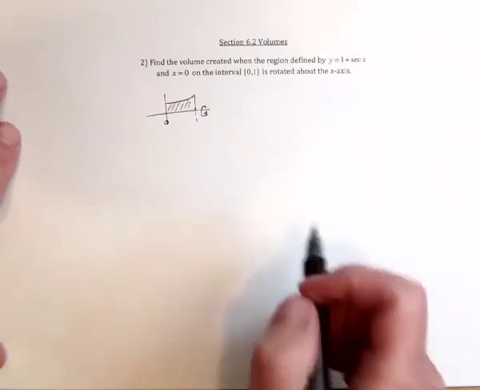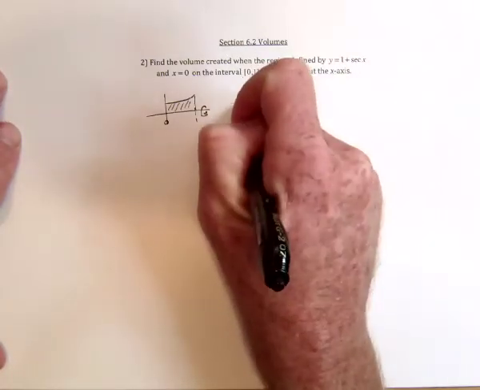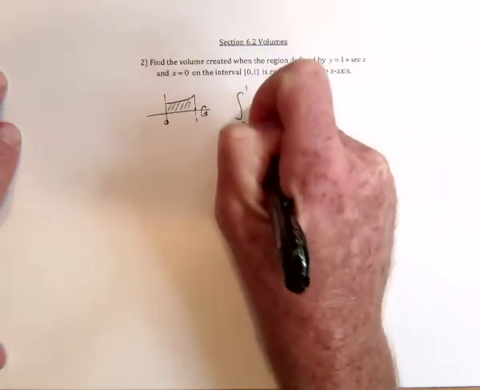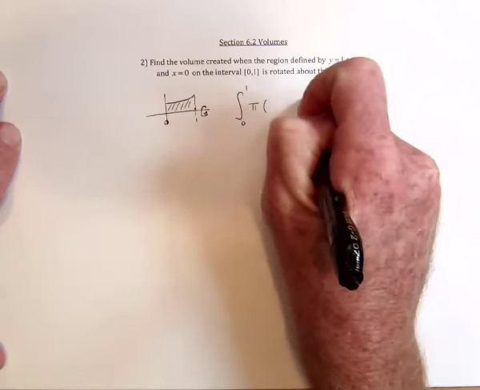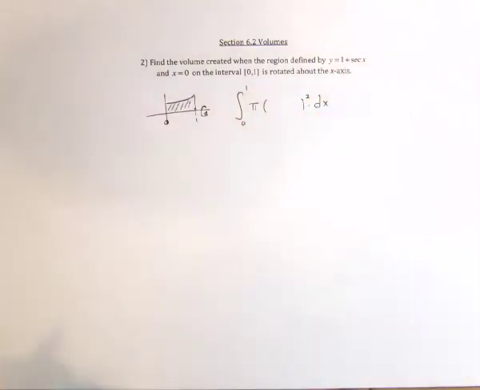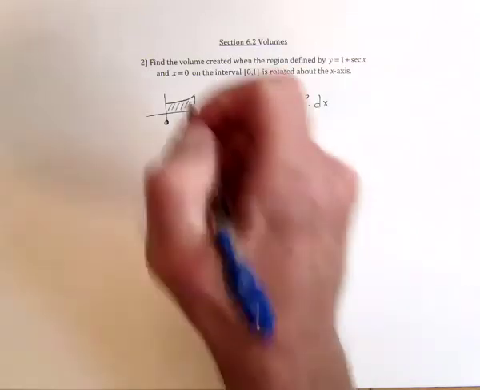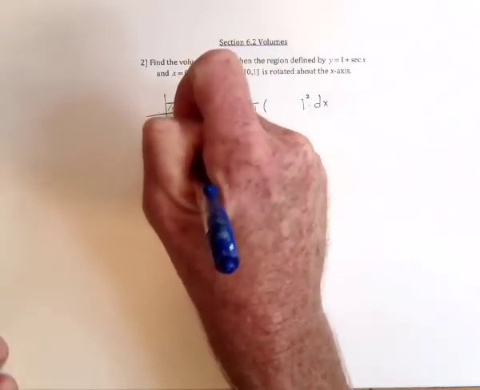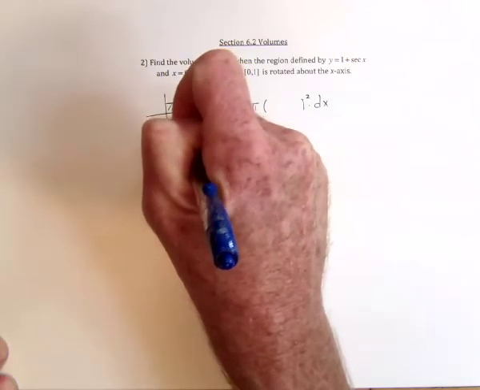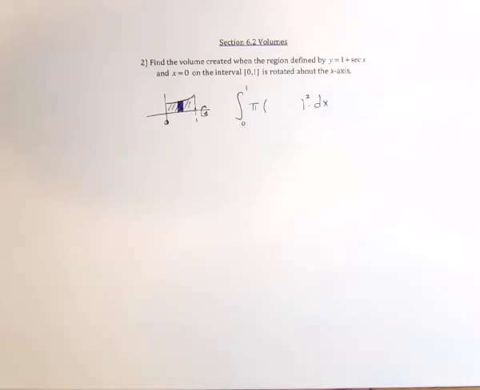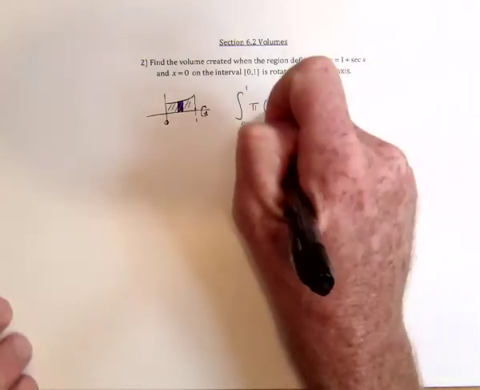the interesting part is going to be volume is going to be integrate from 0 to 1 pi, and then the radius squared times dx. Well, the radius is going to be from the axis of rotation to the function, so that's going to be the function itself. So it's going to be 1 plus secant of x.